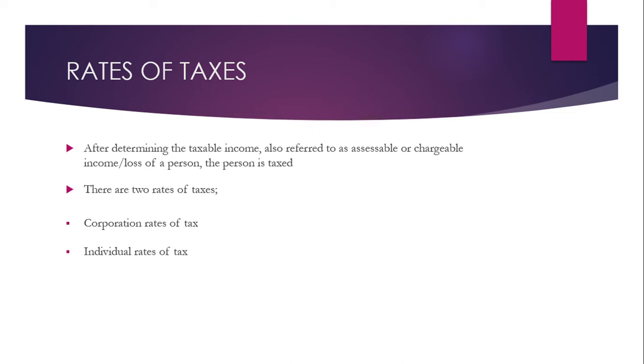After determining the taxable income, also referred to as assessable or chargeable income or loss of a person, the person is taxed. There are two rates of taxes. One is the corporate taxes, which is imposed on companies. And then we have two, the individual rate of taxes, which is imposed on individual earnings, or imposed on people.